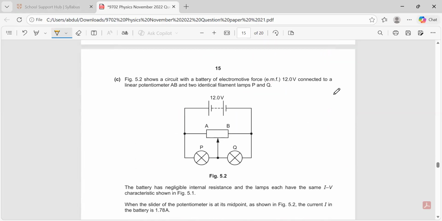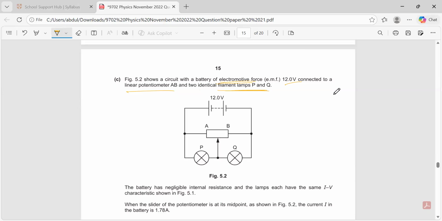Now come here. Here, my dear friends, figure 5.2 shows a circuit with a battery of electromotive force, EMF, of 12 volt connected to a linear potentiometer AB and two identical filament lamps P and Q.